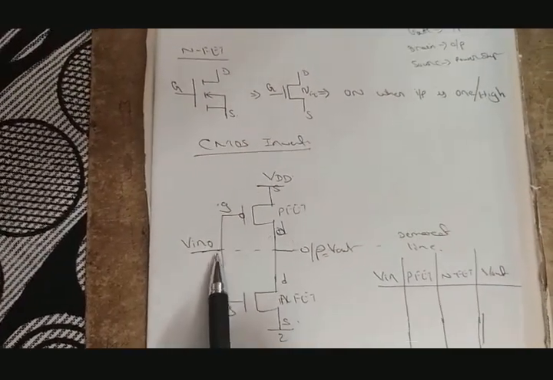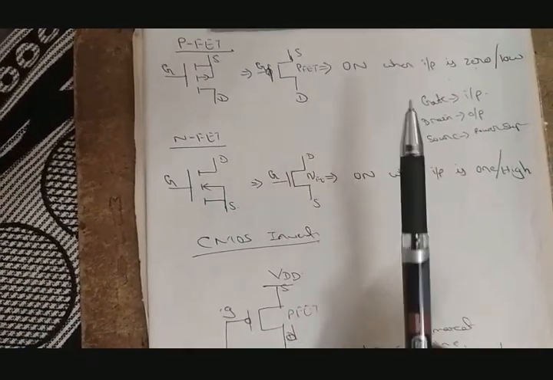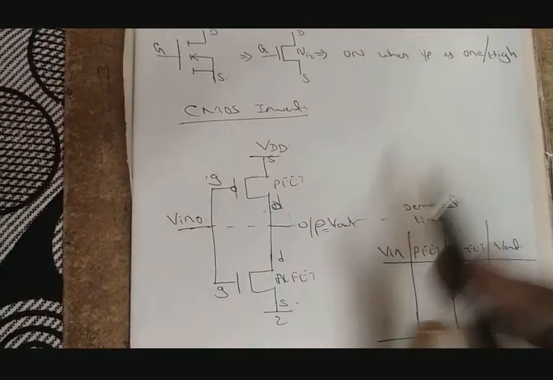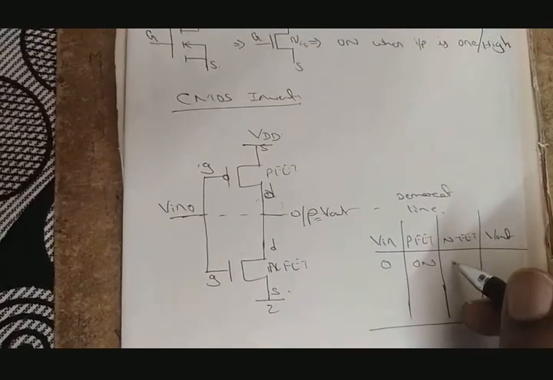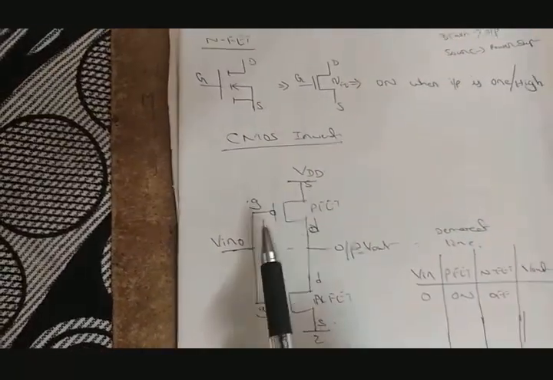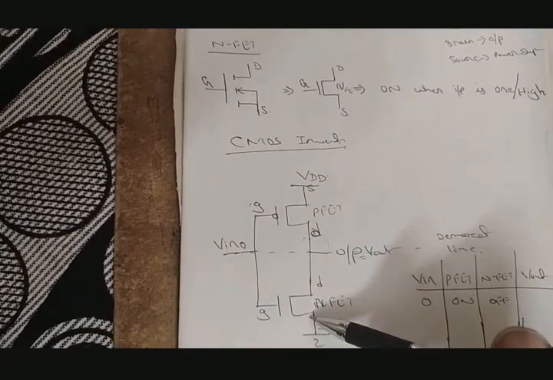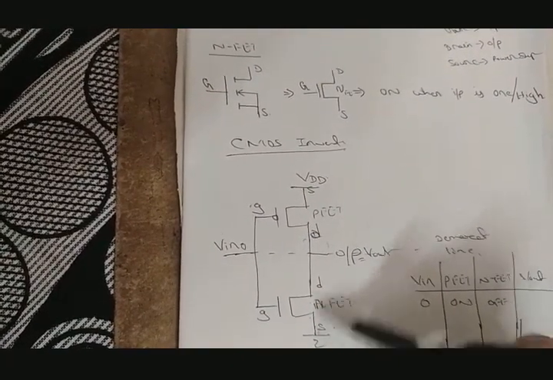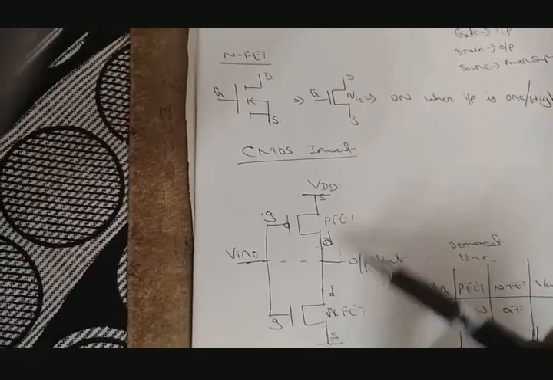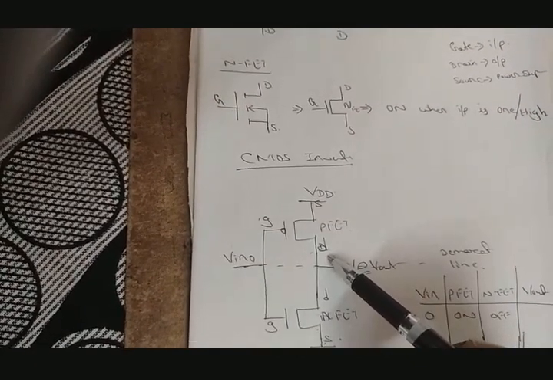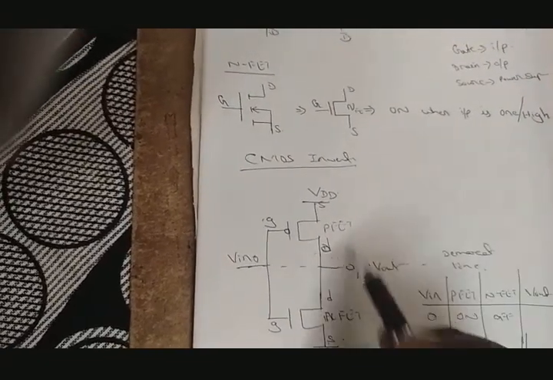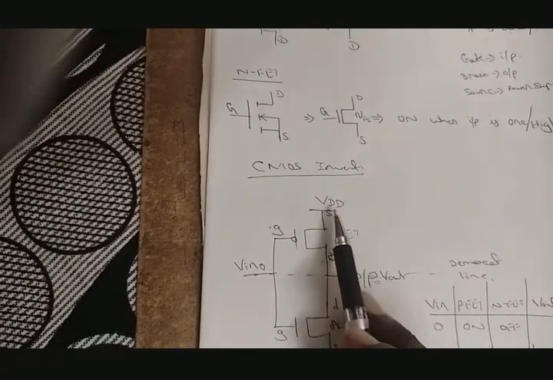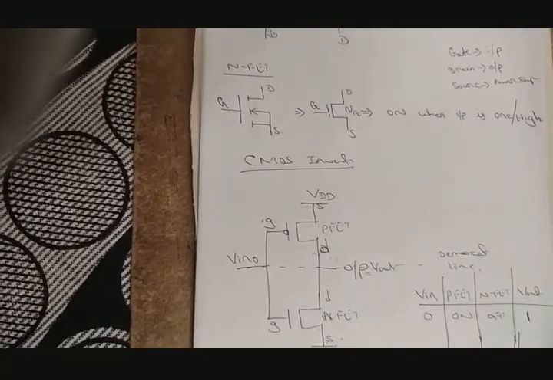when the input is 0, my PFET will be on. So when V in is equal to 0, PFET is on, and obviously my NFET will be in an off state. If it is off, there will be no connection between V out and the output. When it is on, it is connected with the VDD. There is the flow of direction, so the capacitor will be charged to high, because the output VDD is represented as 1. So we will be getting the output as 1.